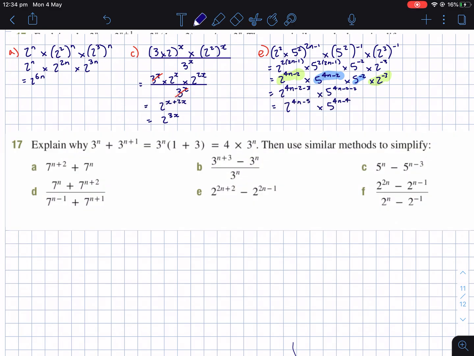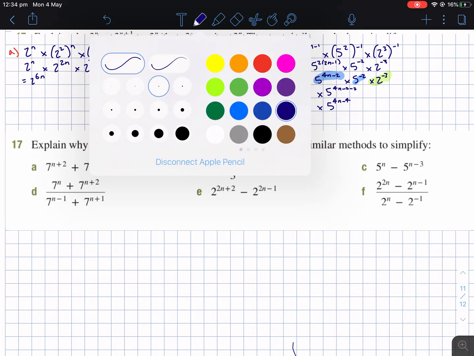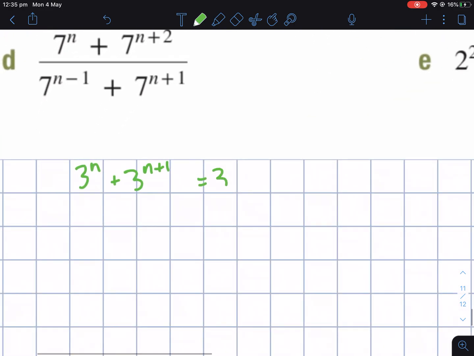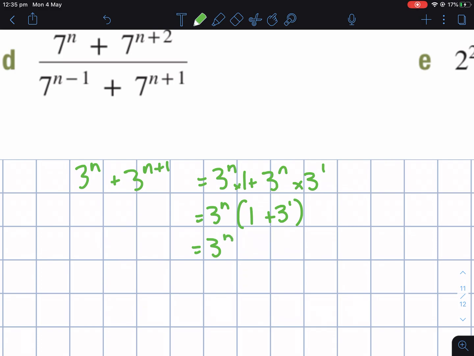Okay, I'll write it down here. So if we've got, I'll do this in green, 3 to the n plus 3 to the n plus 1, then that's the same as 3 to the n plus 3 to the n times 3 to the 1, isn't it? Which means I've got 3 to the n appearing in both terms. This is 3 to the n times 1. So I've got 3 to the n. In the first term I had 1. In the second term I had just 3 to the 1. Which means it's 3 to the n, 1 plus 3 to the 1. Well, it's 1 plus 3, it's 4.